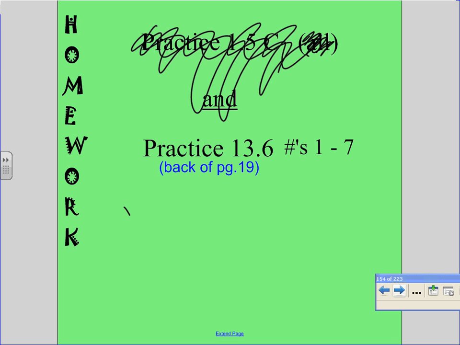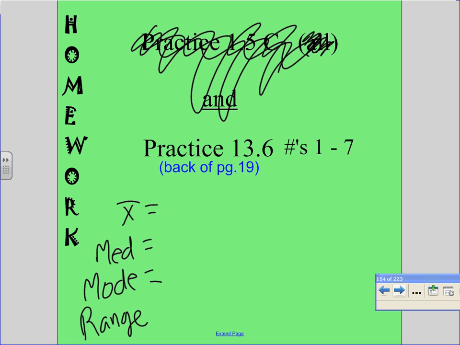So underneath number 1, I want you to write down X with a bar over it equals, MED, which stands for median, equals, mode, equals, range, equals. Underneath each of those problems, I want you to write just what I did. Above or under each of the data sets, please put the numbers in numerical order. You may use your calculator on this. Some of them are decimals, some of them are not. If you need to look back in your notes, that one example is enough because you also have the definitions there.